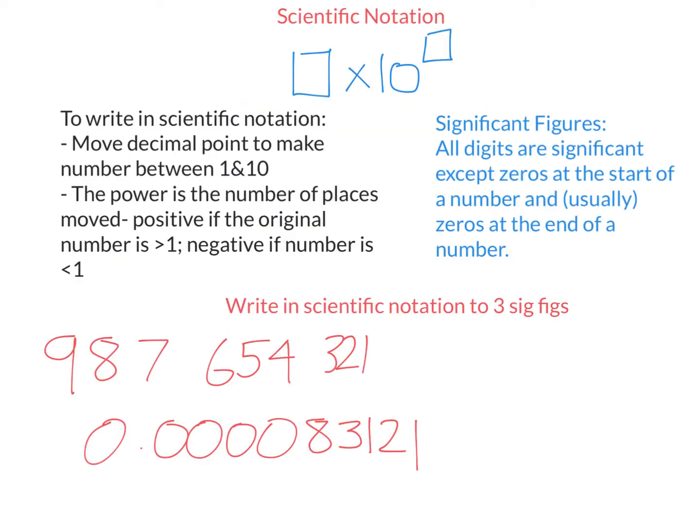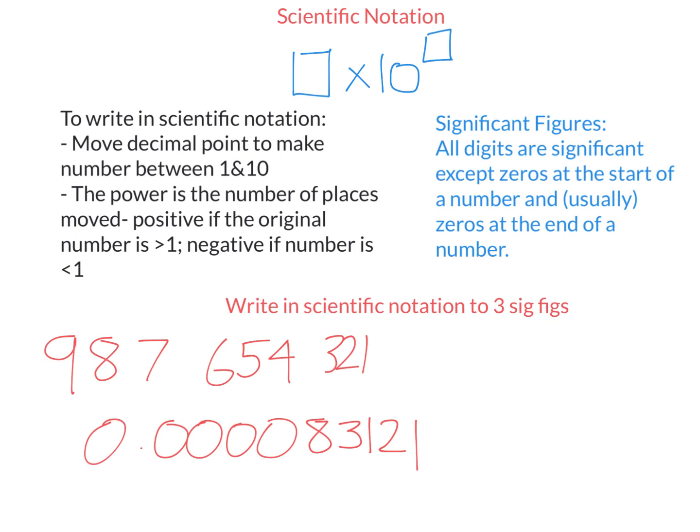All right, let's now look at scientific notation. So scientific notation is just a convenient way to write really large or really small numbers. So these steps here tell you how to write in scientific notation, but you'll often be told to write to a number of significant figures. So for significant figures, remember numbers in front of the decimal point are significant if they're not 0. The only digits that are not significant are zeros at the start of a number, and usually zeros at the end of a number are also not significant.